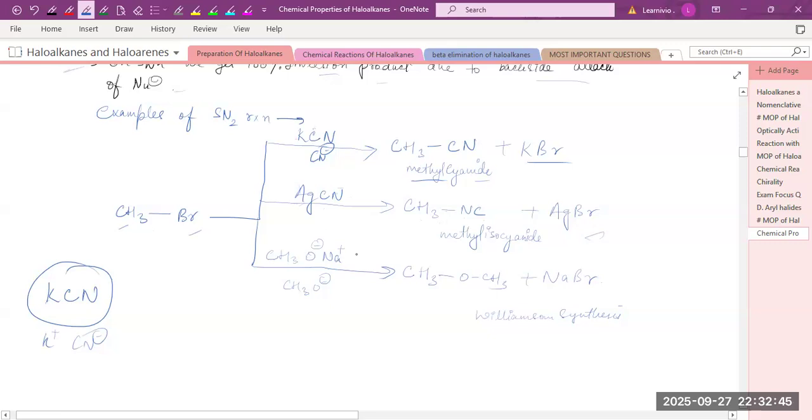So here it's ionic again, Na plus. It will dissociate to form Na plus and CH3O minus. So what is the nucleophile over here? CH3O minus, this whole thing. This is the nucleophile.